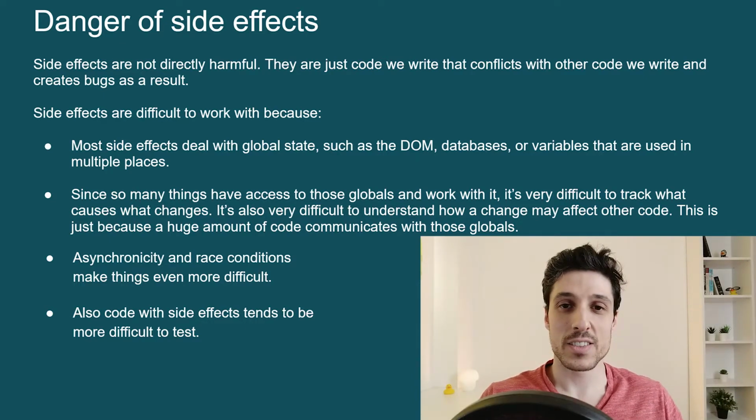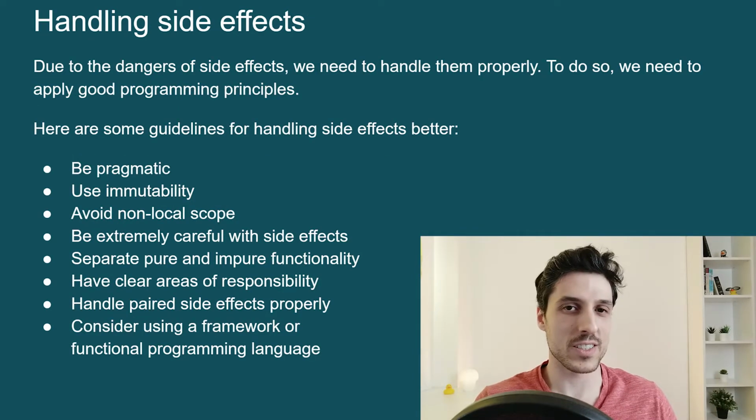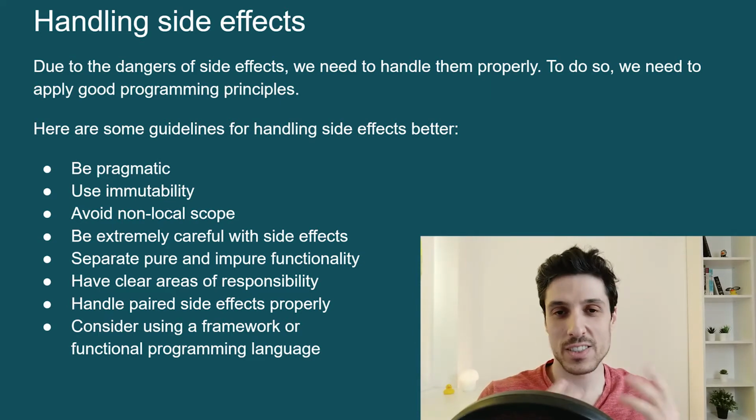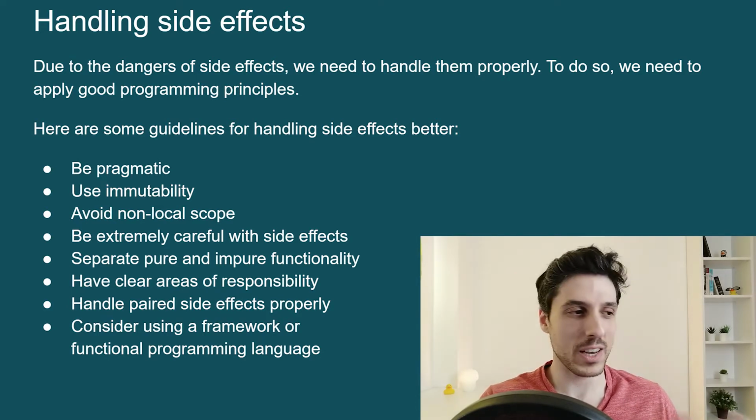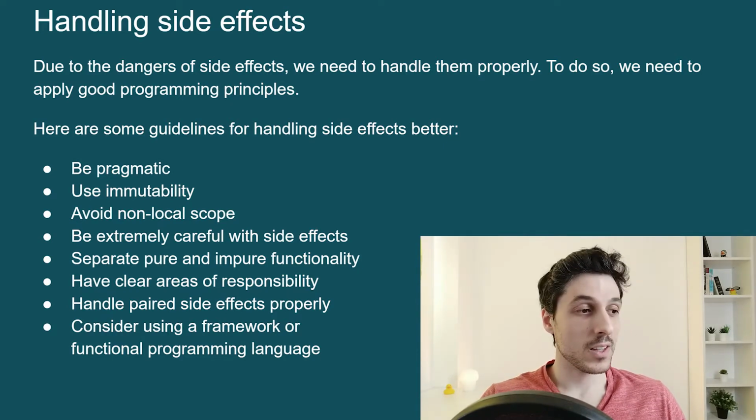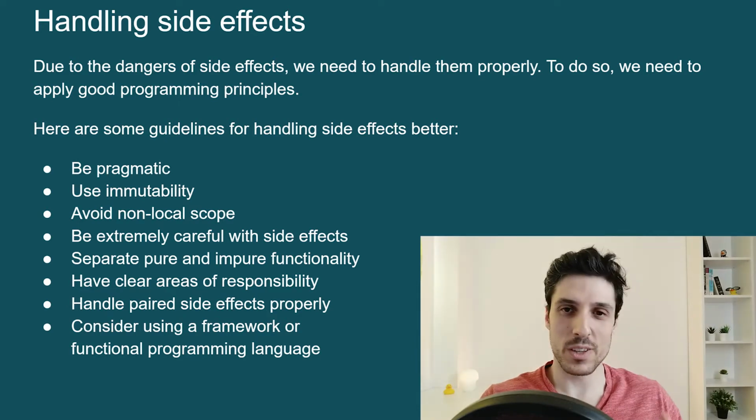So to summarize, side effects are not bad. They're just dangerous if not handled and coded properly. So how do we handle side effects? Thankfully, there are quite a few ways to do it, and they're basically all applications of the principles that we've looked at so far in this series. So if you apply those principles perfectly, you should be pretty good with your side effects. However, for some more detailed pointers, consider something like this. So, as always, be pragmatic, use immutability, avoid non-local scope, be extremely careful with side effects when you do need them, because the previous points are about avoiding side effects.